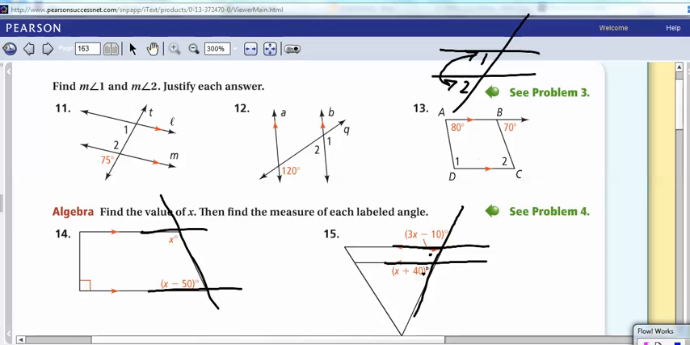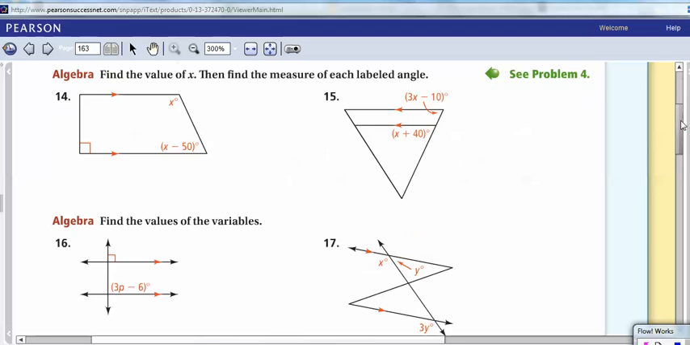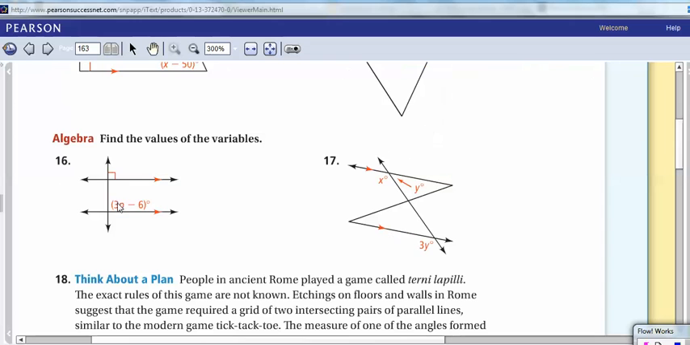If you don't like the way the picture looks, please don't write in your book, but trace it and extend the lines, or just redraw it and extend the lines. What do you know about these two angles? One's 90 degrees and they're equal though, aren't they? Because they're corresponding. So 3p minus 6 equals 90. Solve for p.